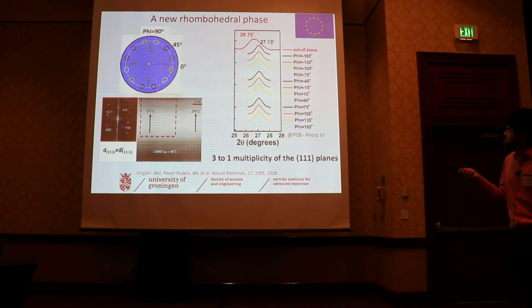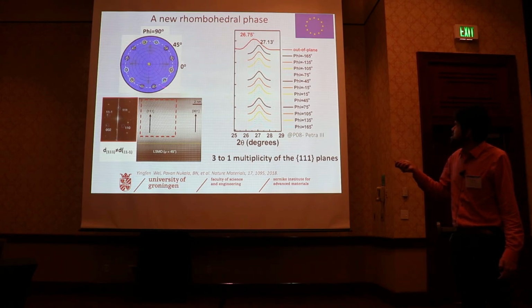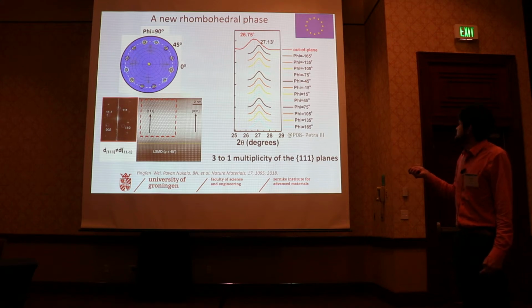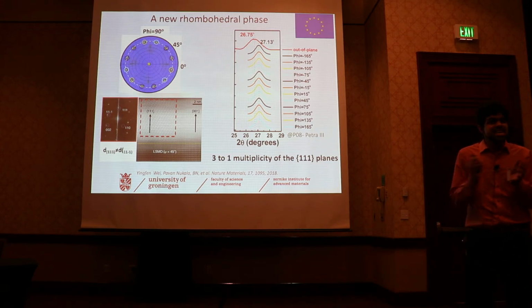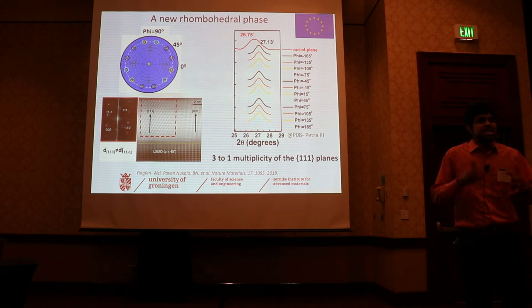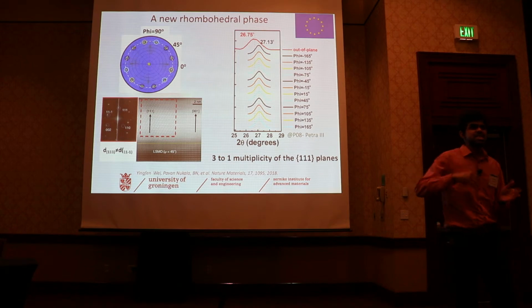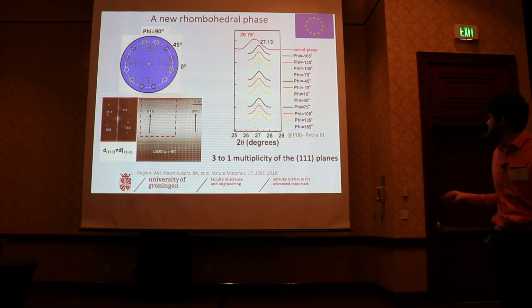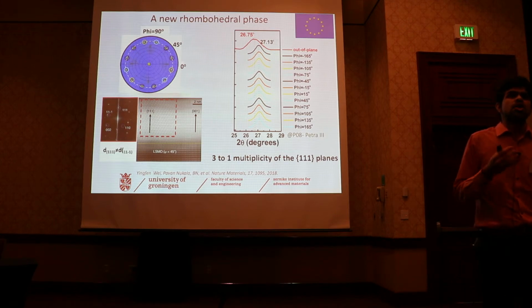We did theta to theta scans around each of these poles, and then we found that in one particular domain, let's just select this blue domain, there are 3 111 directions with a slightly lesser lattice parameter than the 4 out of plane 111 direction. So this 3:1 multiplicity is a signature of rhombohedral phase and not orthorhombic phase.